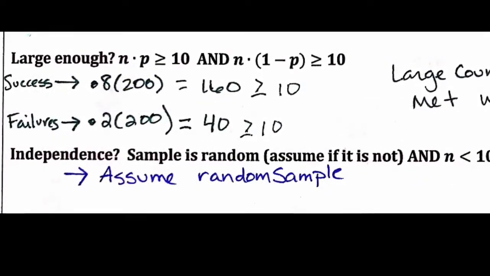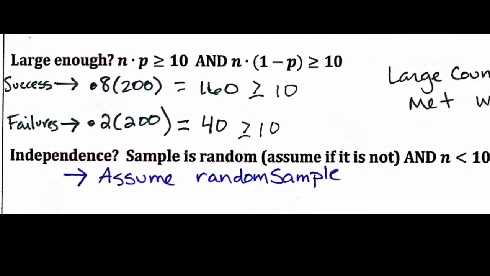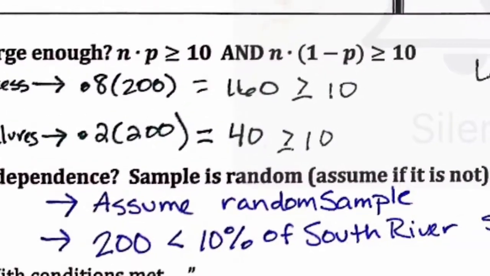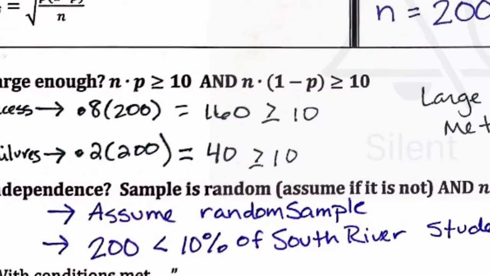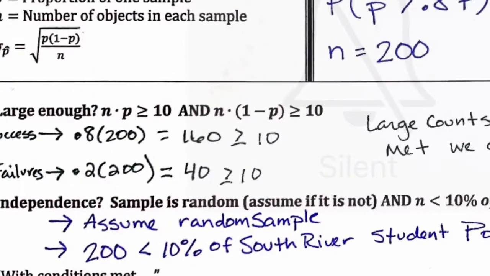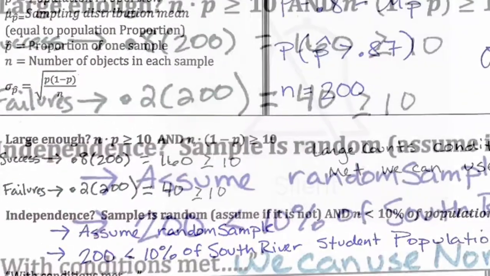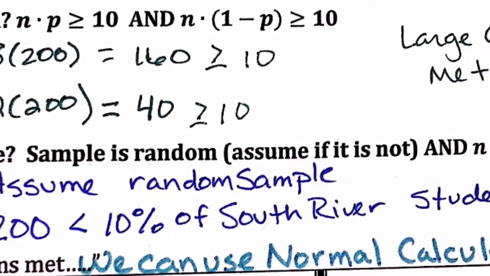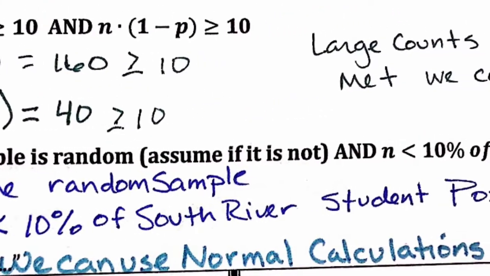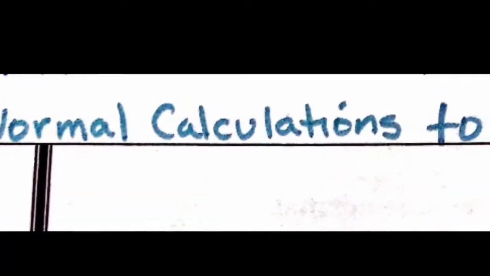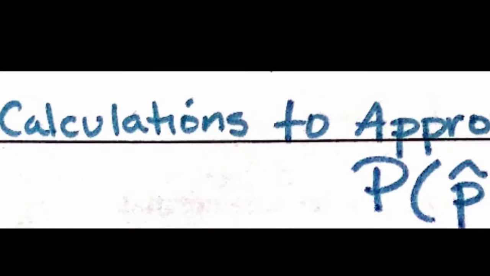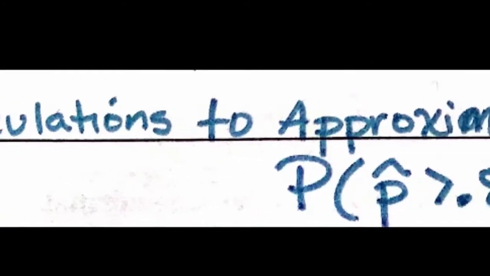But that's not the only thing we have to check. We also need to find independence. So let's assume that it's a random sample, and then also state that our sample size of 200 is less than 10% of all students at South River High School. So now that we have independence, we can go ahead and use normal calculations to approximate the probability of a sample p hat being greater than 0.87.